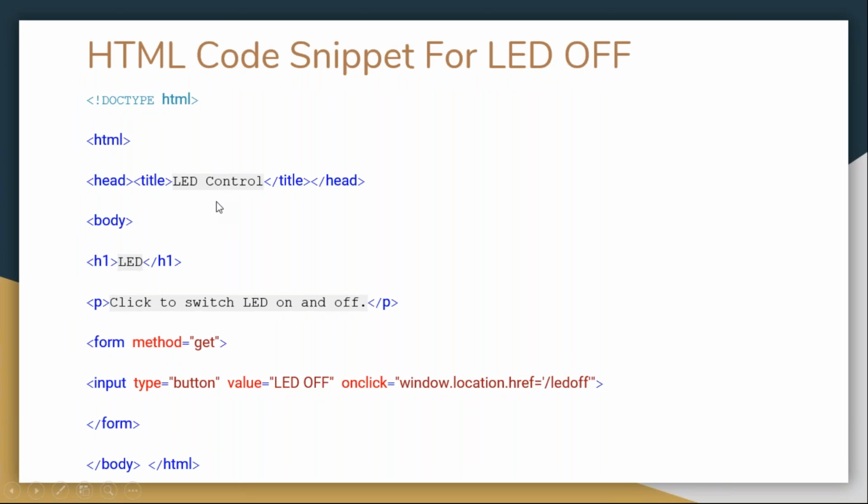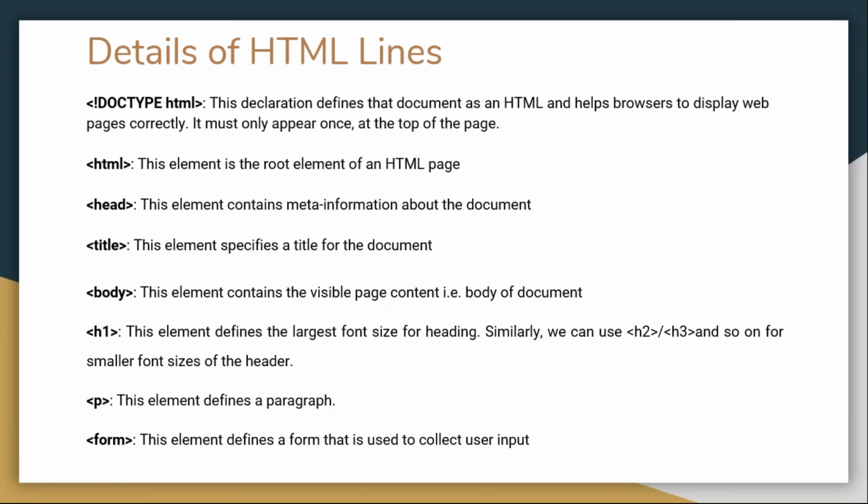Now the details of the HTML lines. What is the meaning of doctype HTML? This declaration defines the document as an HTML document, which helps the browser to display the web page correctly. It must only appear once at the top of the page.